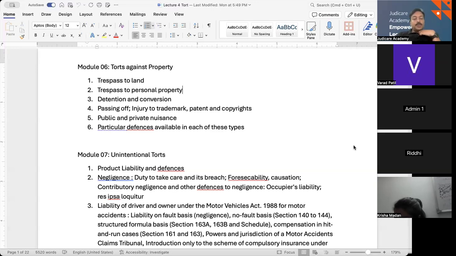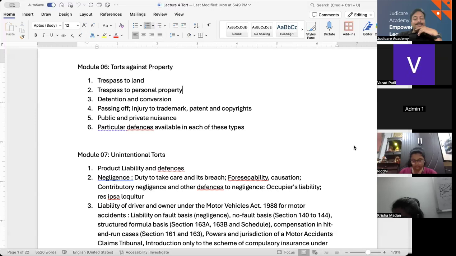For product misuse also, there is a famous case, Greenman versus Yuba Power Products Inc. Greenman, one word, G-R-E-E-N-M-A-N, versus Yuba, Y-U-B-A, one word. Next words, Power Products Inc.